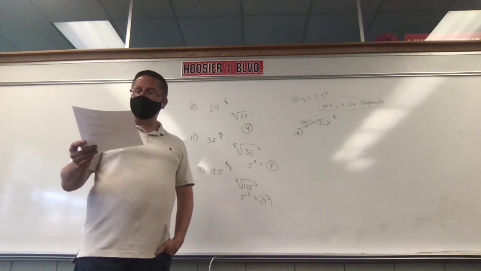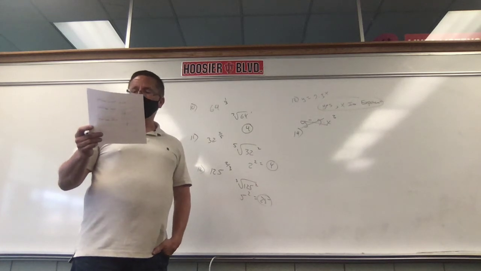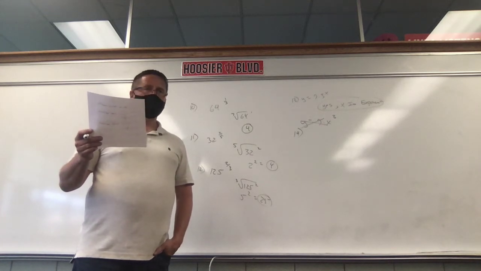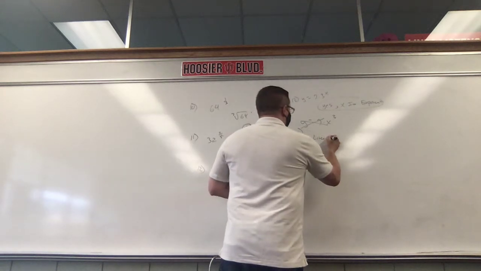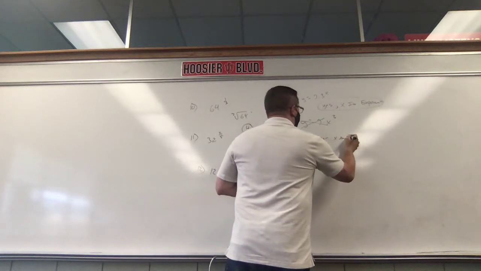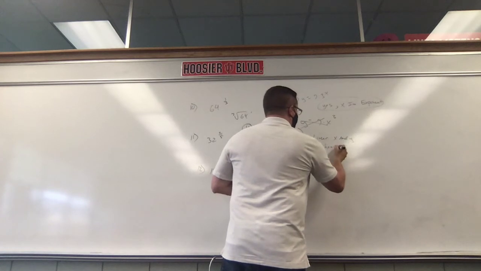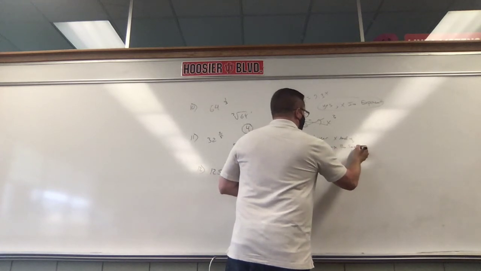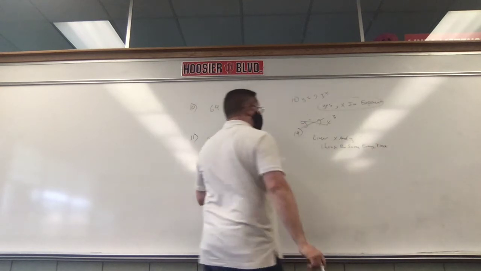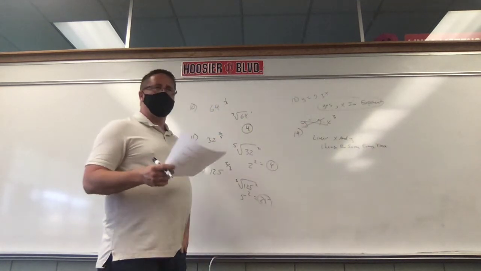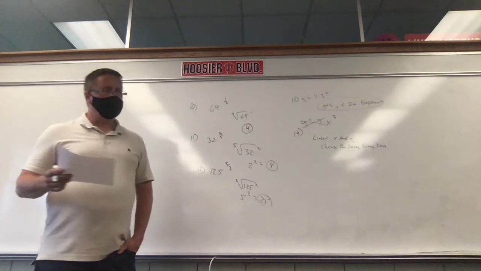As x goes up by what? 1. Y goes up by what? 3. How often? Every time, okay? It's linear because x and y change the same every time. If it goes up 3, then up 3, then up 3, then up 4, then up 3, it's not linear.